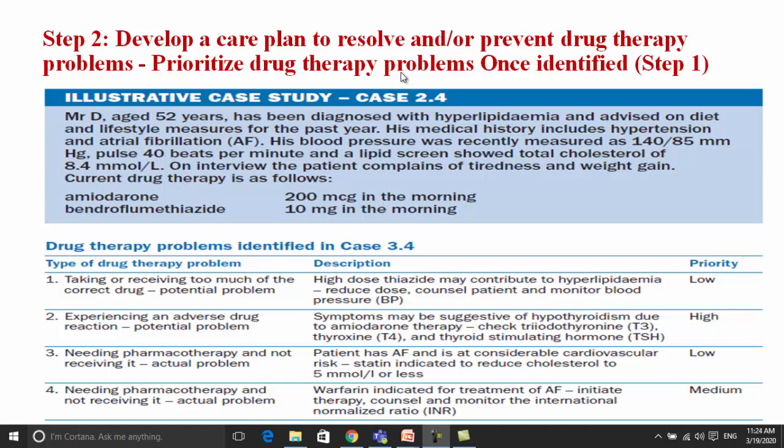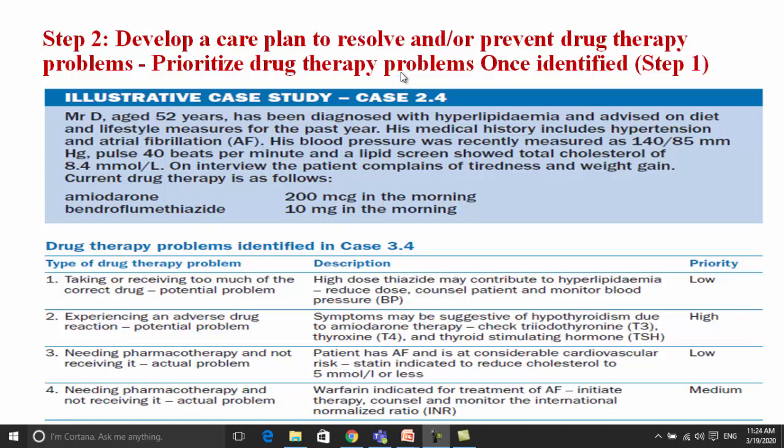You have to discuss with the patient to collect information. Then if you think it's highly important and you prioritize this potential problem, you call the doctor, explain to the doctor correctly, and then you refer the patient back to the doctor. So this is high, and this is classified as step one in prioritizing drug therapy problems. Number three is needing pharmacotherapy but not receiving it.